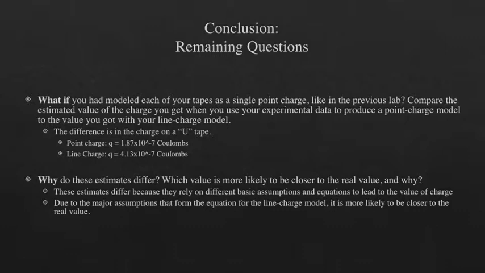These estimates differ because they rely on different basic assumptions and equations to lead to the value of charge. In the point charge equation, the assumptions made reduce the experiment down to its basic form, whereas in a line charge, this reduction is much less. Because of this, the line charge model is more likely to be closer to the real value, and therefore more accurate.